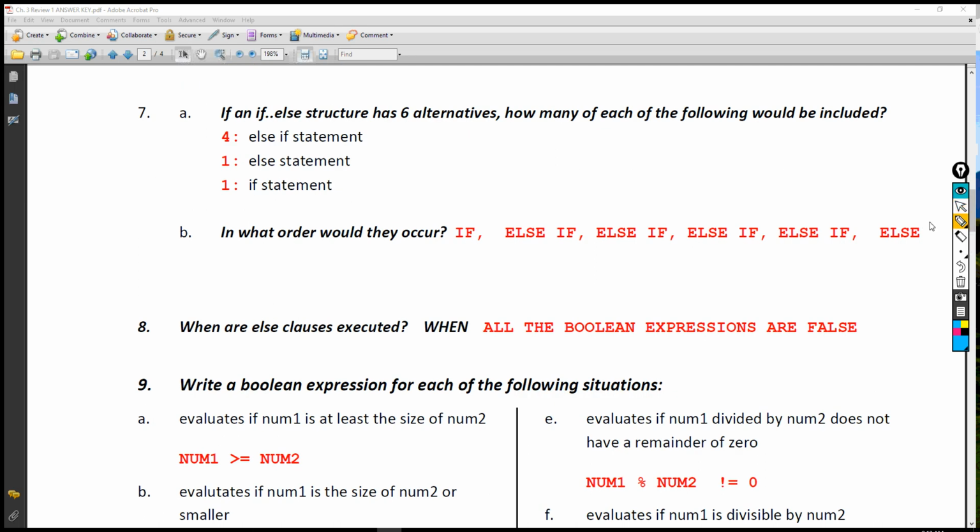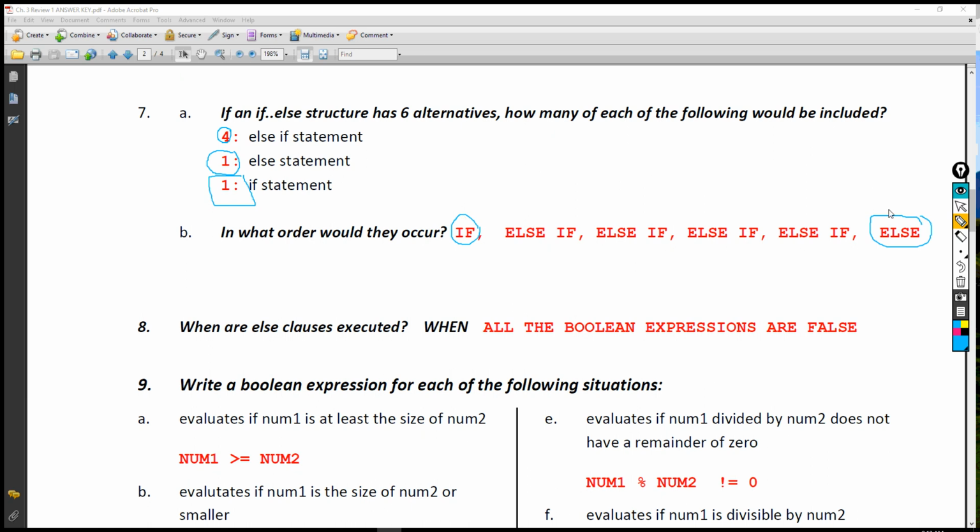Okay, number 7. If an if-else structure has 6 alternatives, how many of each of the following would be included? Well, the first statement has to be an if. And it's only one if statement in the if-else structure. It's got to end with the else statement if you're going to use an else statement. Everything else in between is going to be else ifs. So you can only have one if statement, and it's got to be at the beginning.